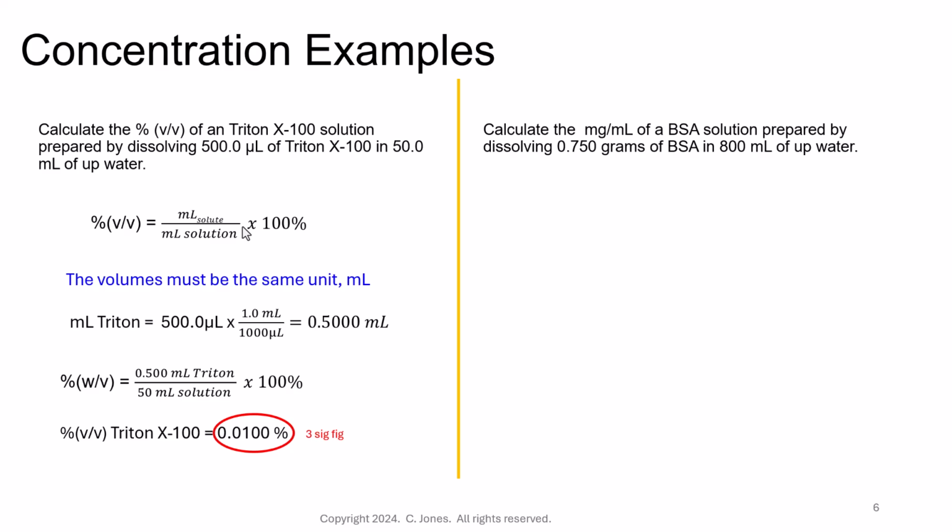Okay, a little bit of background there, but let's just focus on the actual calculation that needs to be done. So we have milligrams per mil, that's a mass per volume, right? We have grams of BSA, and we have mils of water. So our equation just becomes milligrams per mil of BSA is the milligrams of BSA divided by the mils of solution. This one is so easy that sometimes people try to make it complex.